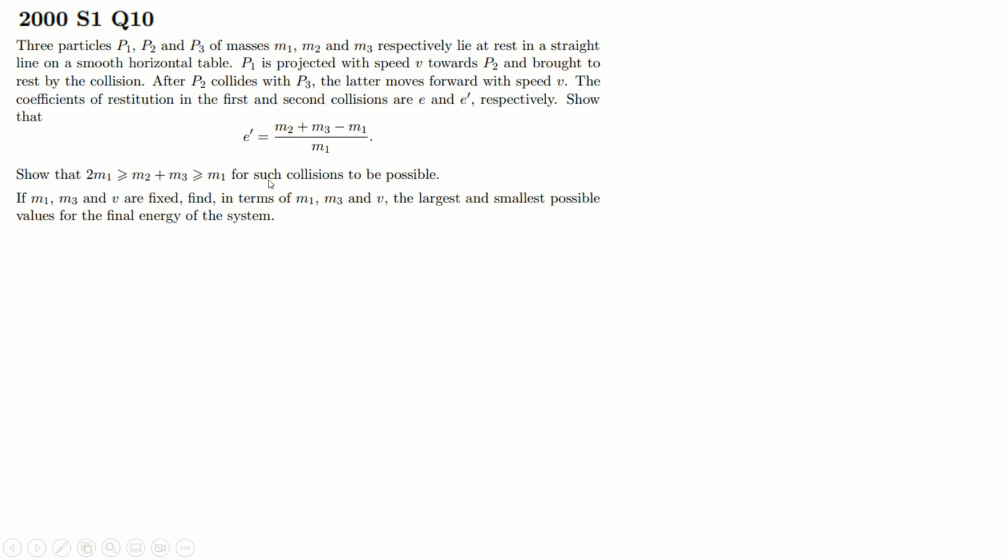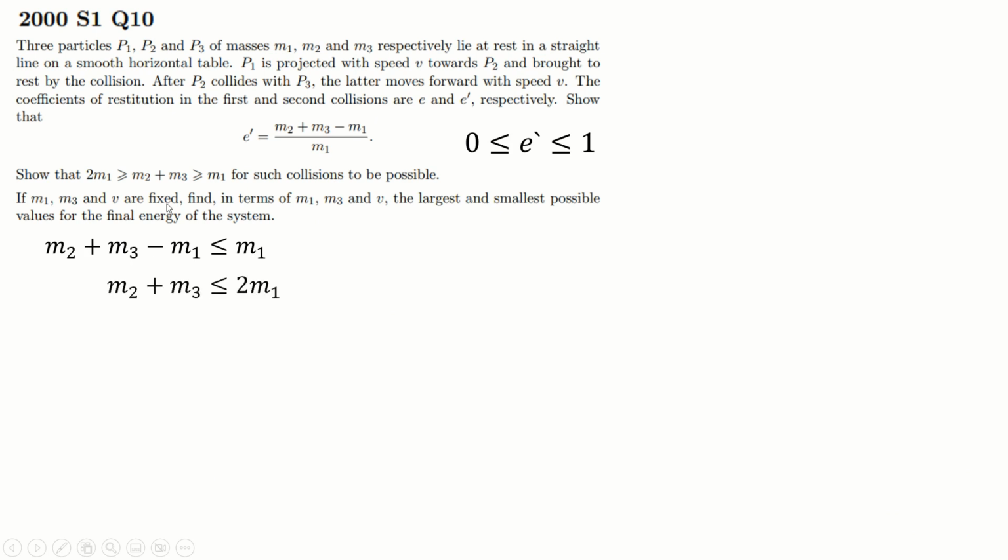So show these things for these collisions to be possible. So what do we know about E dash? Well, we know it must be between 0 and 1 because it's a coefficient of restitution. So let's just say that this thing here has to be less than or equal to 1, which means, of course, that because M1 is a positive number, we can just times it across. Or we can just say, well, this is a fraction less than 1, so the numerator's got to be less than or equal to the denominator, I guess, is another way of looking at it.